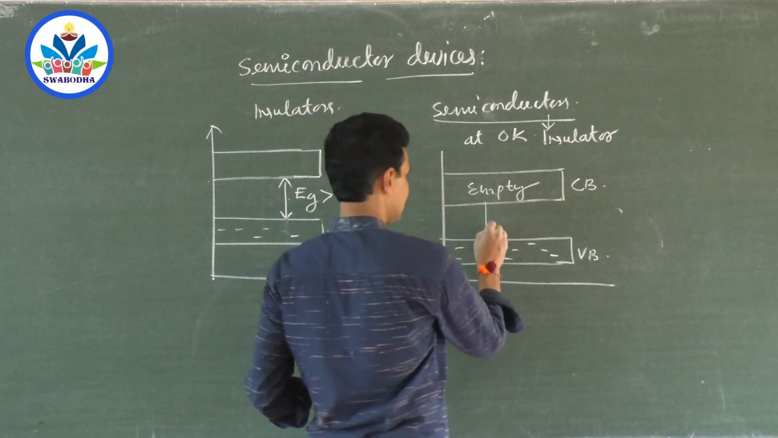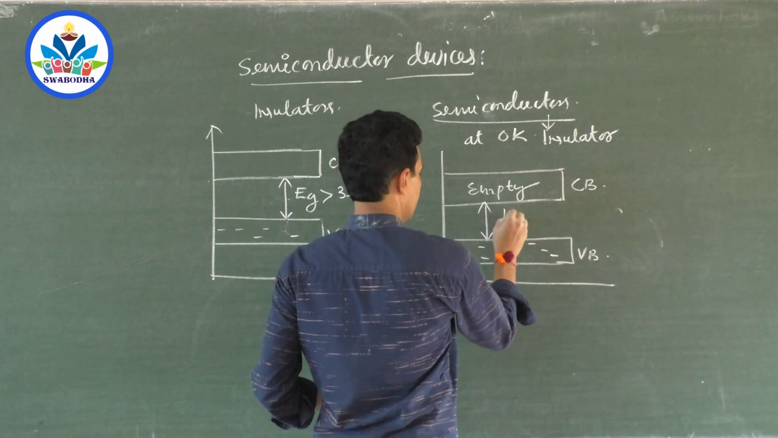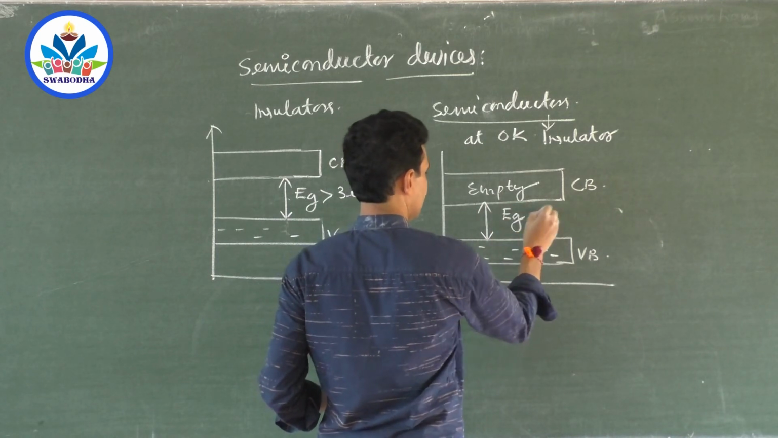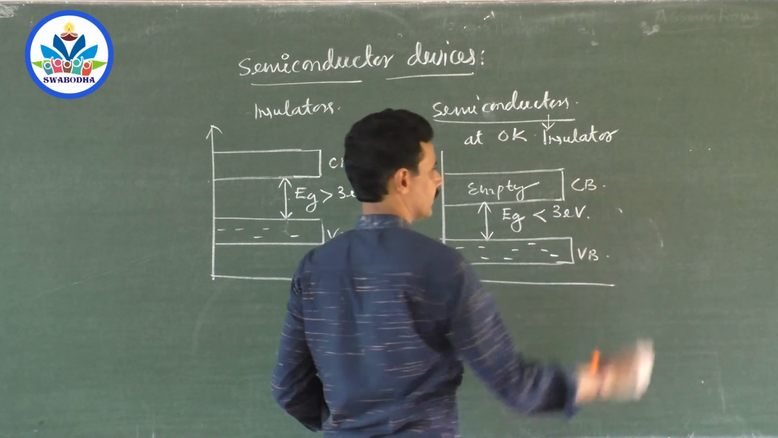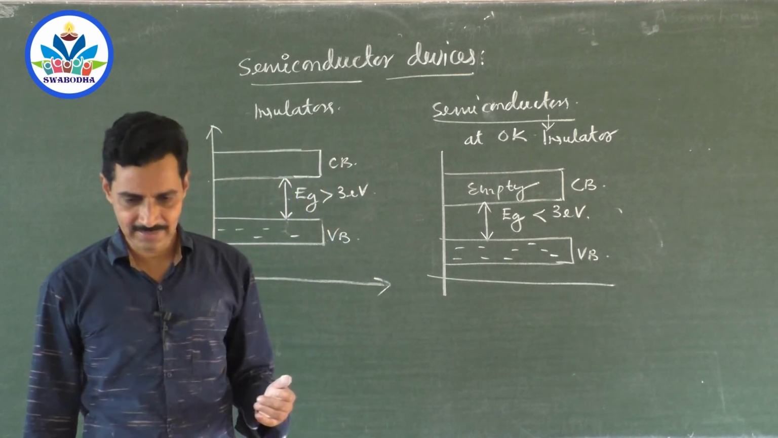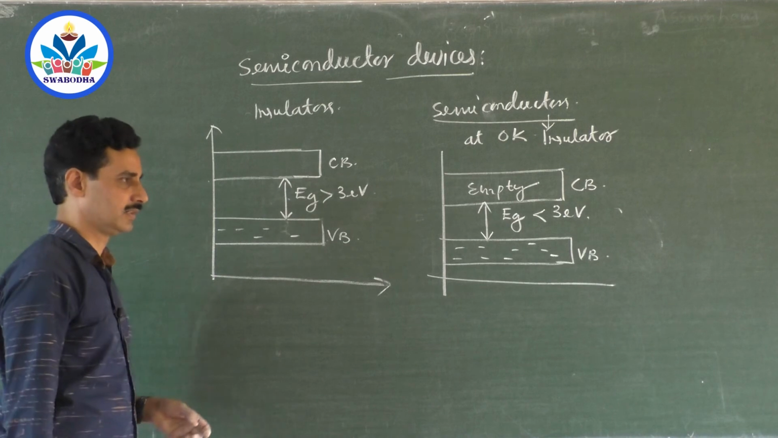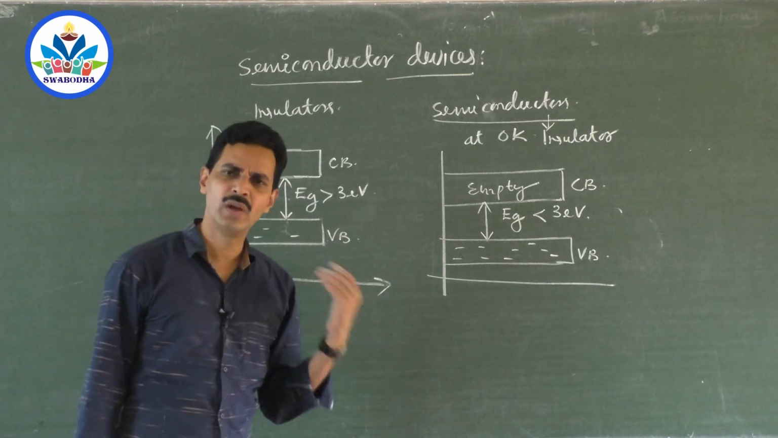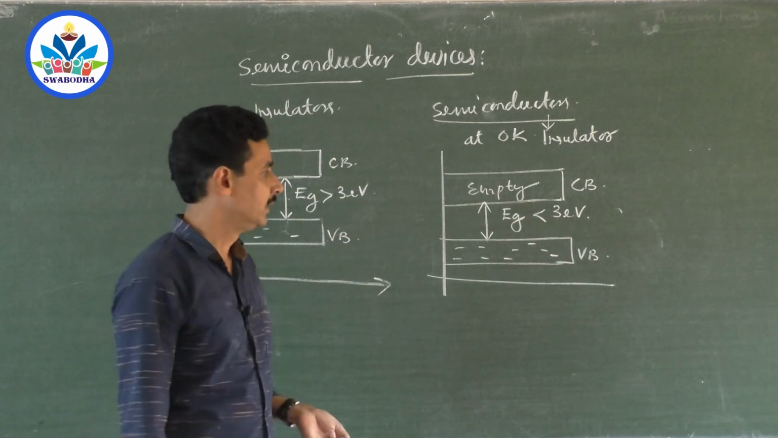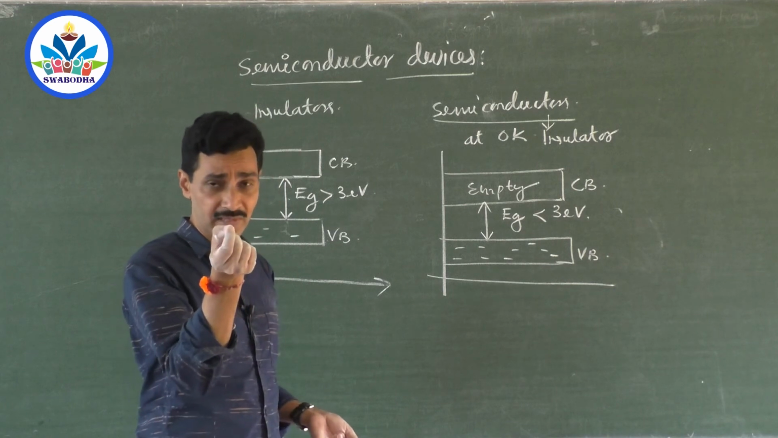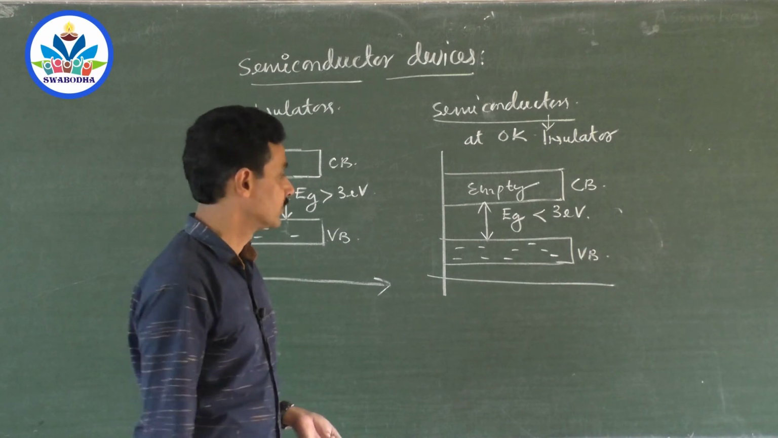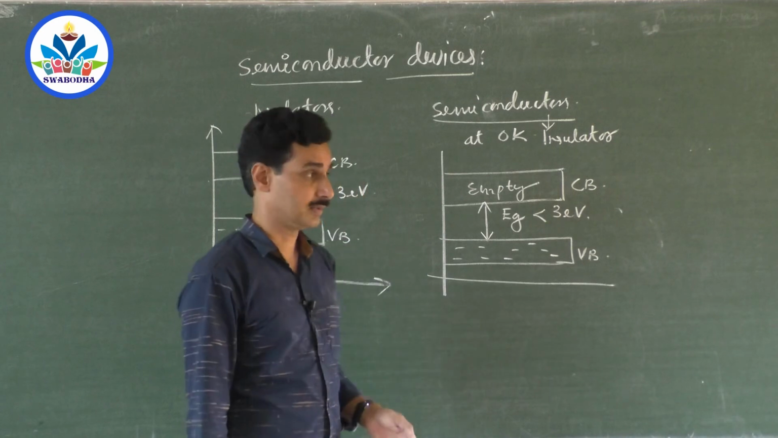What about the energy gap? It is lesser than 3 electron volt. In semiconductors, the energy gap is lesser than 3 electron volt. So if the energy gap is lesser than 3 electron volt, then it is a semiconductor. If it is greater than 3 electron volt, it is an insulator. Of course, in conductors there is no energy gap at all. They overlap. But still they need a small amount of energy to go to the conduction band, so only at room temperature they will conduct.